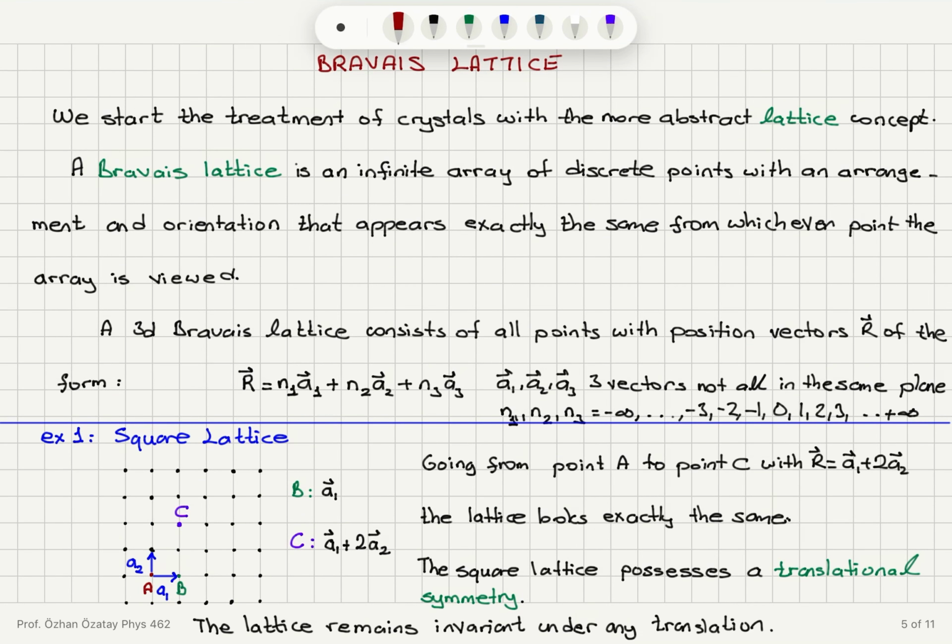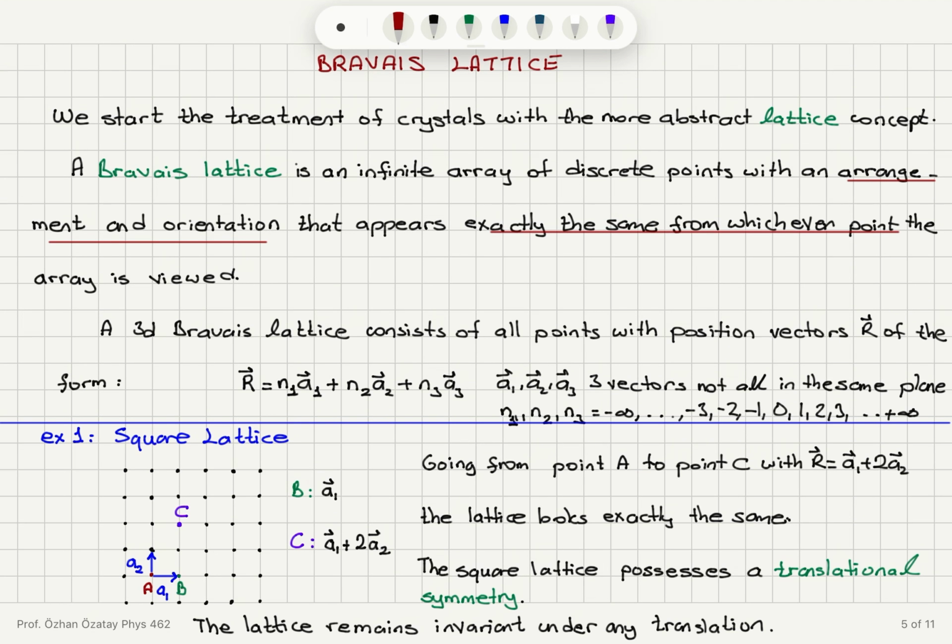In order to understand the crystal structure, we need to take a look at a more abstract concept, the Bravais lattice. So we start the treatment of crystals with this more abstract lattice concept. So what is a Bravais lattice? It is an infinite array of discrete points in space with an arrangement and orientation that appears exactly the same from whichever point the array is viewed. So in other words, it has translational symmetry.